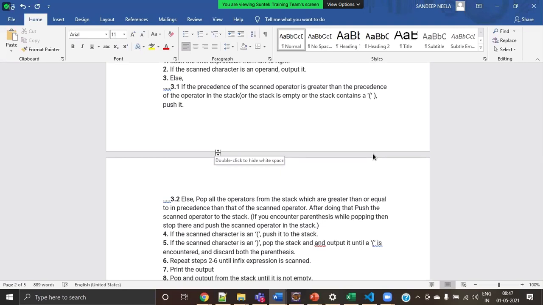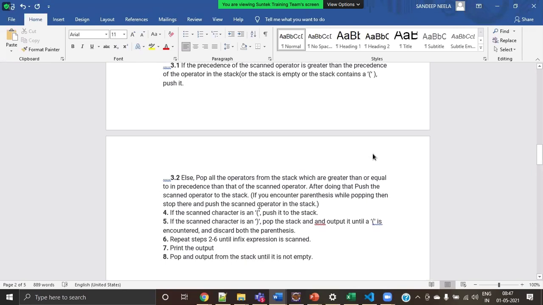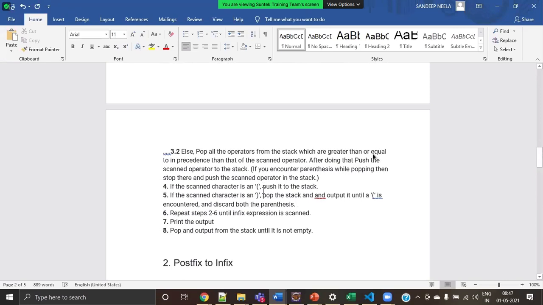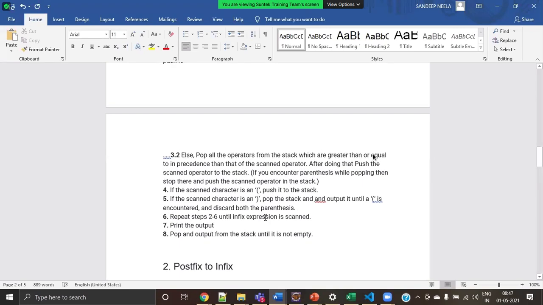Okay, that is what happened. Next, if the scanned operator is an open parenthesis, push it to the stack. If the scanned operator is a close parenthesis, pop the stack and output until the open parenthesis is encountered, and discard both parentheses. Repeat steps 2 to 6 until the infix expression is scanned. So print the output, pop the output from the same stack. You guys understood what we are doing over here?